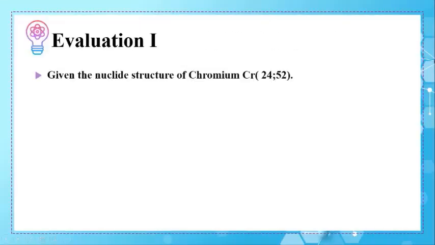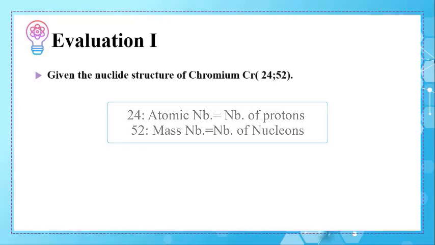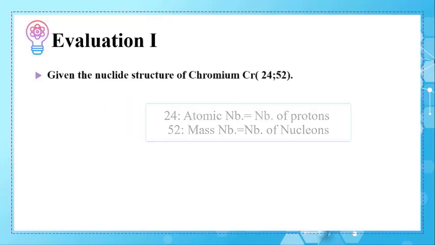Let's move to a second application. Given the nuclide structure of a chromium atom, Cr-24-52, do you remember the significance of the two numbers, the 24 and 52? Right. 24 is the atomic number, which is equal to the number of protons. 52 is the mass number, which is the number of nucleons. This is the number of protons plus the number of neutrons.